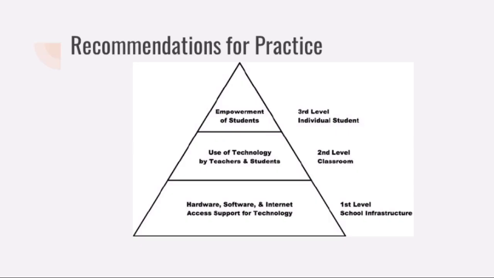Recommendations for practice in triangle formula. On the bottom, we've got the hardware and software plus internet access, as well as the support for that technology. And that first bottom tier is school infrastructure. In the middle, we have the use of that technology by the teachers and the students, and this involves being in the classroom or in an online environment. At the top, we have the empowerment of the students, which involves the individual student and their own growth.